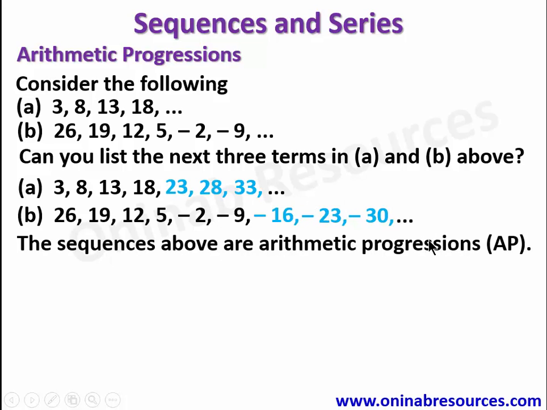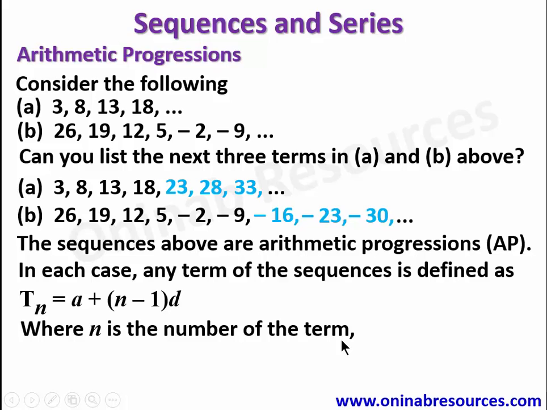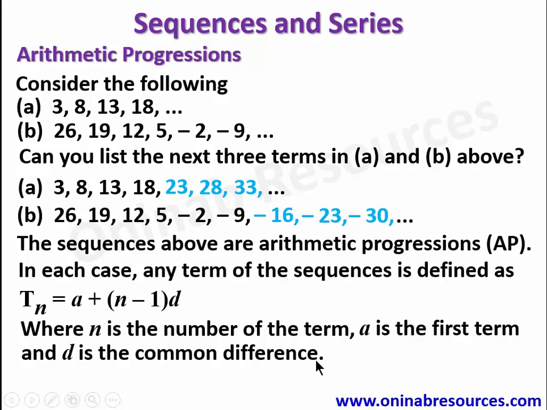The sequences above are arithmetic progressions, and in short we call it AP. In each case, any term of the sequences is defined as Tn equals a plus (n minus 1)d. This is representing the term. Depending on the course material you are using, it could be U, it could be A, and here we are using Tn to represent any of the terms of the sequences, where n is the number of the term, a is the first term, and d is the common difference.